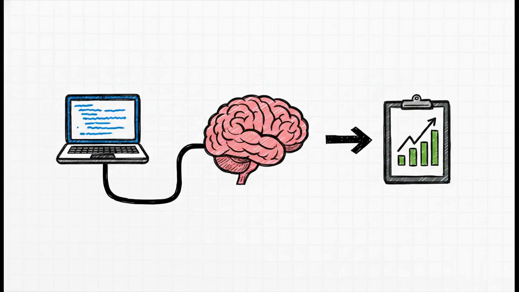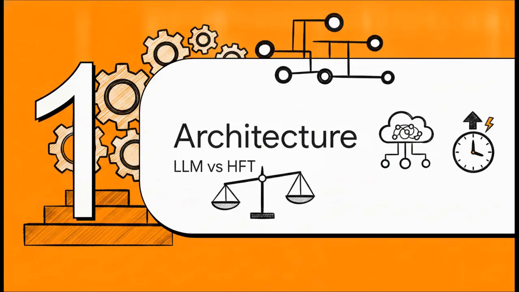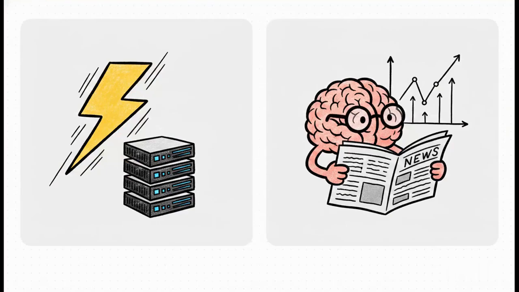Let's find out. Today, we're dissecting the exact combination of a Python script and AI so you can see firsthand how news sentiment gets turned directly into profits. But first, we need to be really clear about what this setup cannot do. Section 1. Architecture. LLM versus HFT. Let's start with a quick technical reality check.